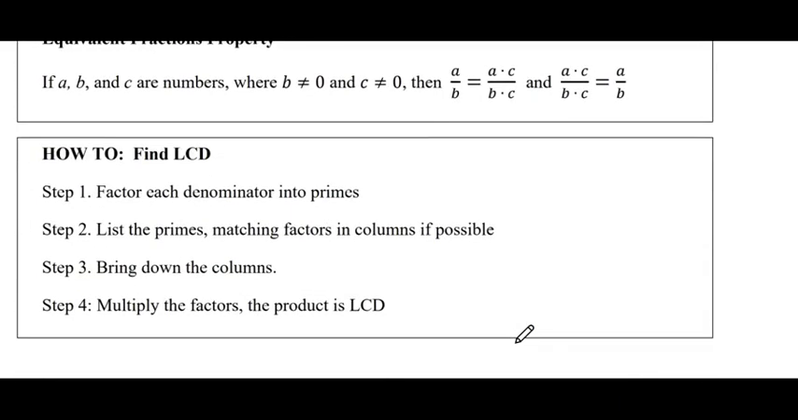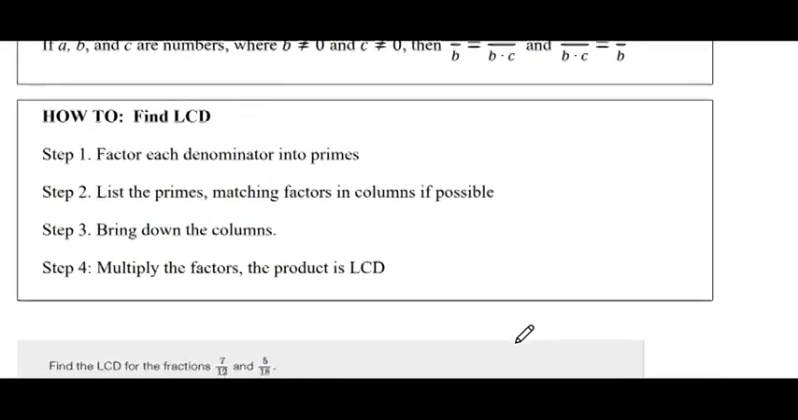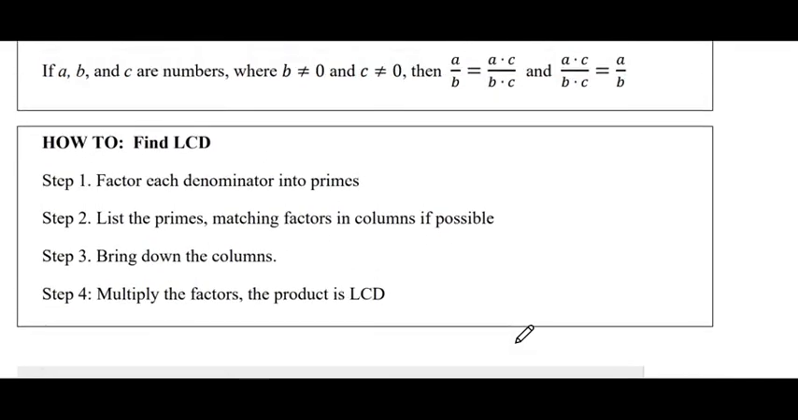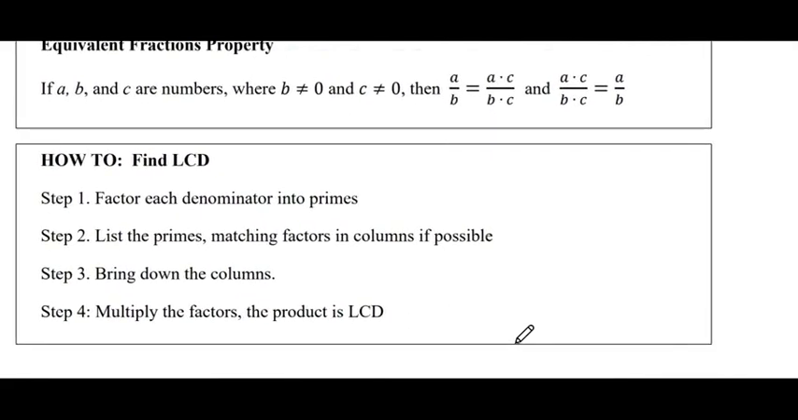Okay, the new element today is how to find the least common denominator. In order to find the least common denominator, you will need to factor each denominator into prime numbers. Then you are going to list the prime numbers, matching factors in columns if possible. You're going to bring down the columns and multiply the factors. The resulting product is going to be your least common denominator.